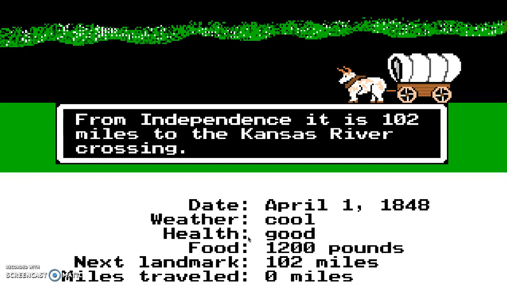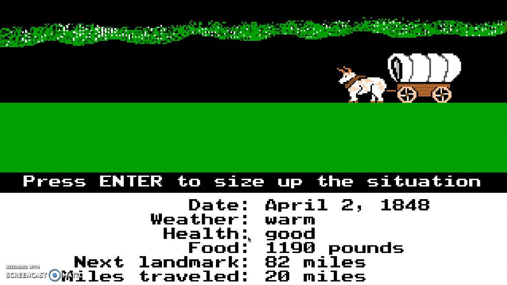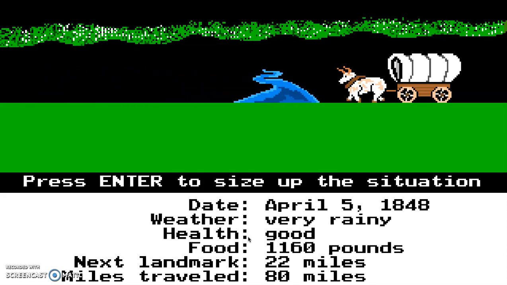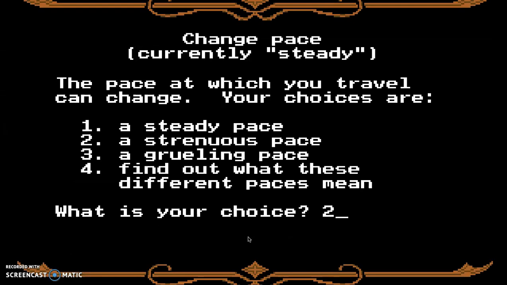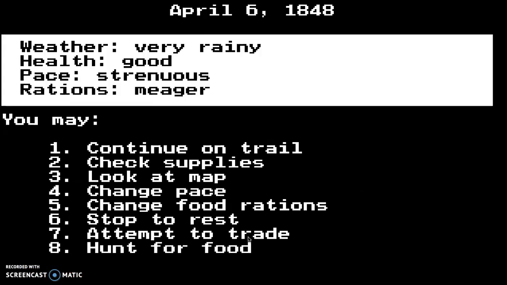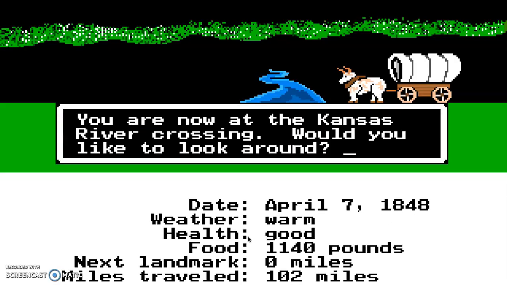I'm going to continue on the trail. So now we see our little wagon walking, and you see the food prices go down and the date go up. So, health is good, it's warm, we're getting pretty far. I'm going to press enter, and I actually want to change the pace a little. I want to go a little bit faster, so that I'm getting a little bit farther. And now I'm going to continue on the trail.